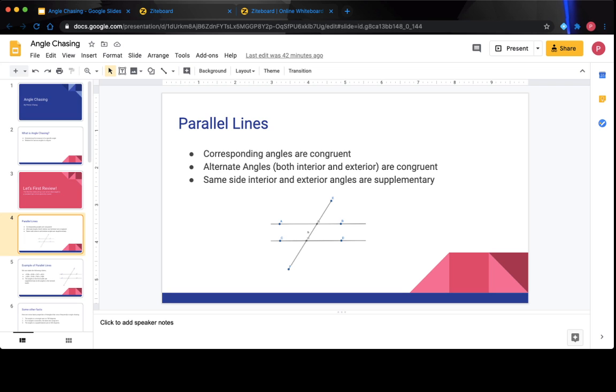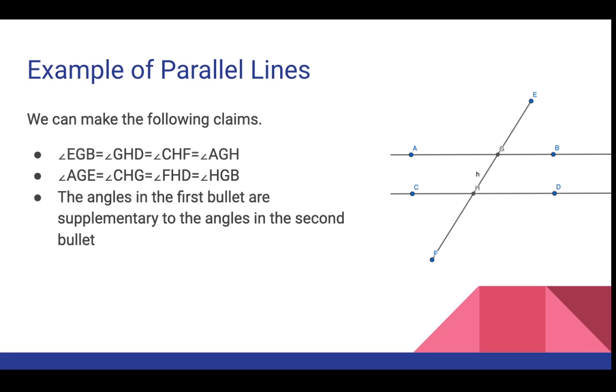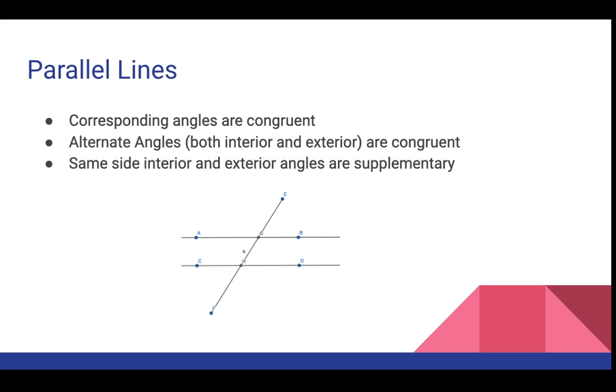In parallel lines, the corresponding angles are congruent, the alternate angles are congruent, and the same side interior and exterior angles are supplementary. For example, in this figure, EGB and GHD are corresponding angles, which means that they are congruent. And similarly, EGB and CHF are congruent since they're exterior alternate angles.